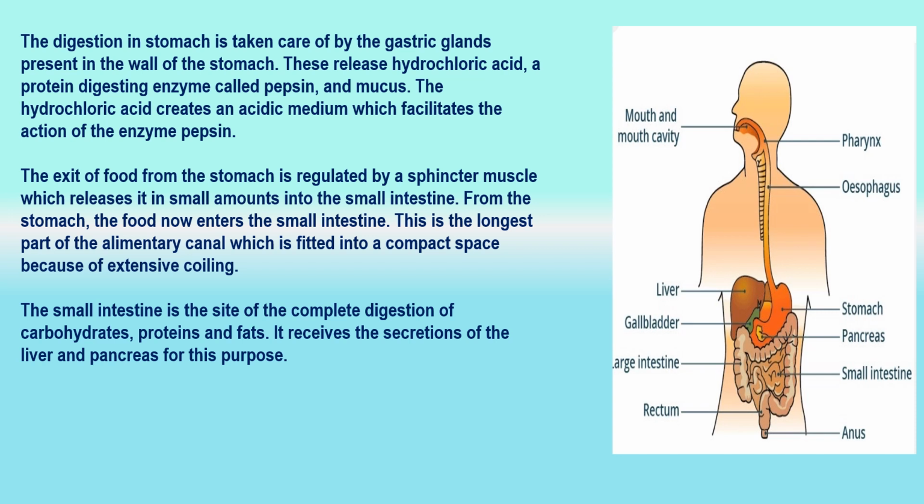Pancreas is a large gland which lies parallel to and beneath the stomach. Pancreas secretes pancreatic juice which contains digestive enzymes like pancreatic amylase, trypsin, and lipase. The enzyme amylase breaks down the starch, the enzyme trypsin digests the proteins, and the enzyme lipase breaks down the emulsified fats.